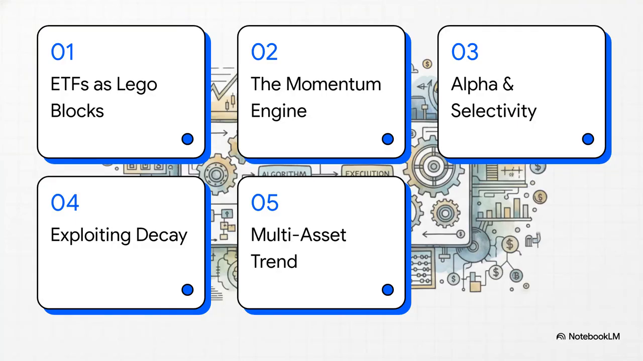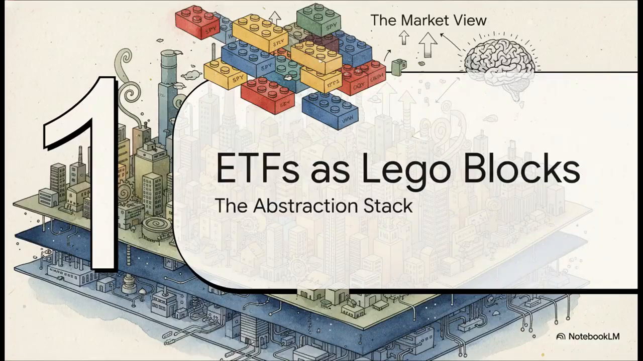Okay, here's our mental roadmap for this explainer. First up, ETFs as Lego blocks. Second, the momentum engine. Third, alpha and selectivity. Fourth, exploiting inefficiencies and decay. And finally, a multi-asset trend-following capstone. We're going to climb this complexity ladder rung by rung. Section 1. ETFs as Lego blocks, the abstraction stack.